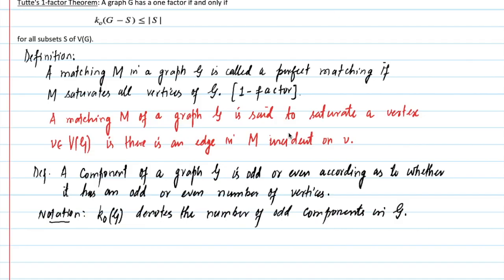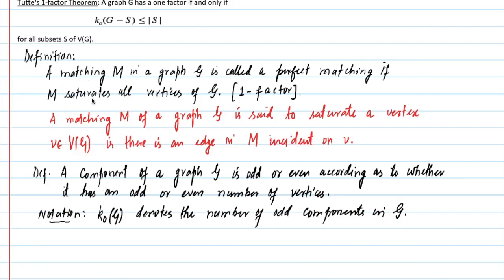during the proof. The first definition is a matching M in a graph G is called a perfect matching if M saturates all the vertices of G. And here we note that a perfect matching is also known as a one-factor.